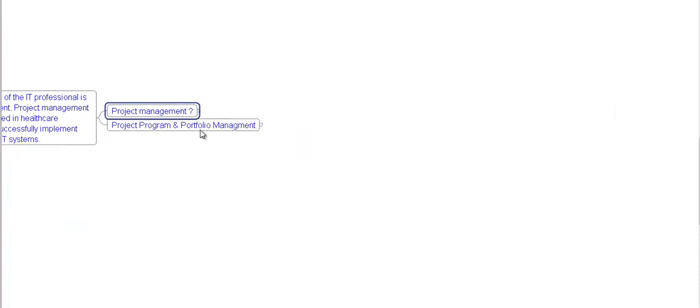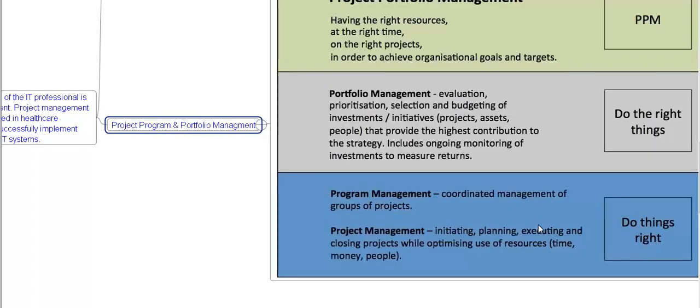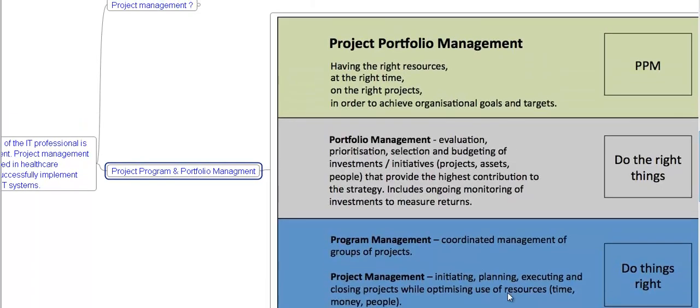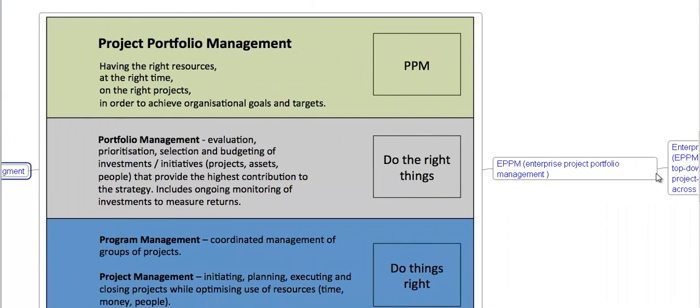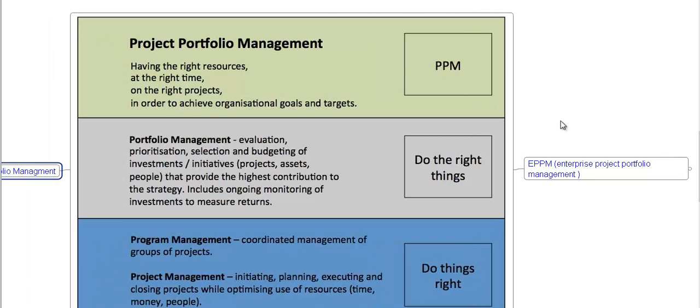Okay. Project, program, and portfolio management. This diagram represents what is project, program, and portfolio management. Project portfolio management, PPM, means having the right resources at the right time on the right projects in order to achieve organizational goals and targets. This is the responsibility of project portfolio management.